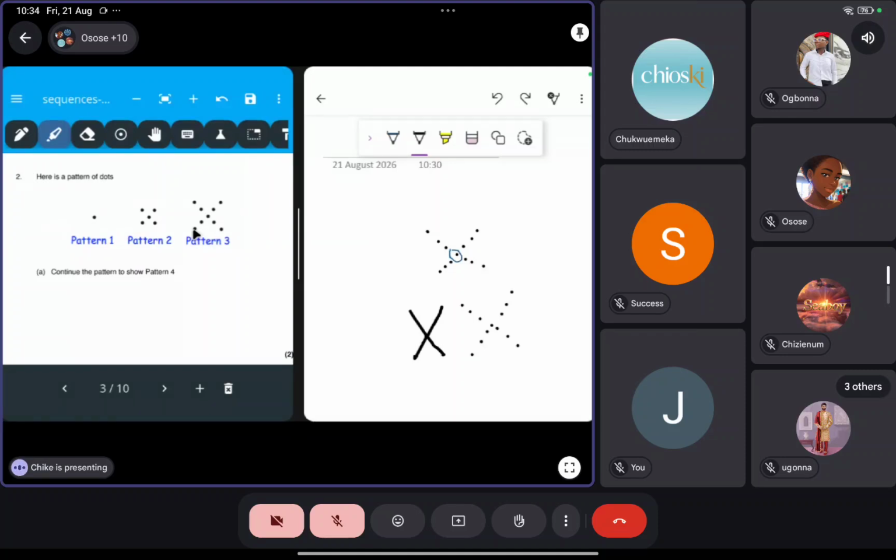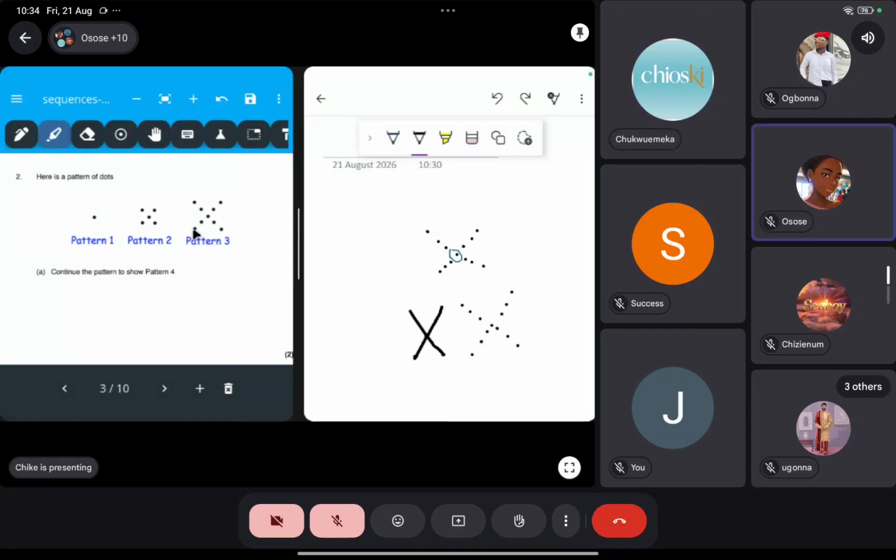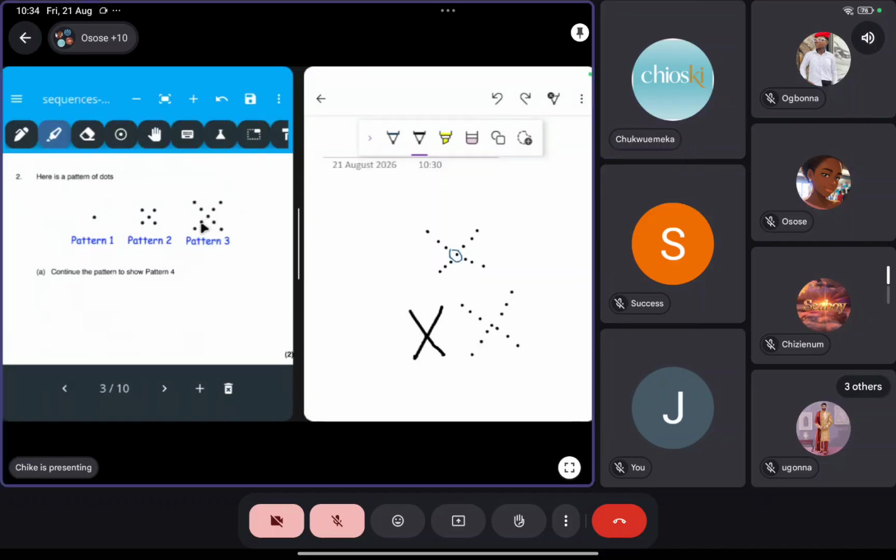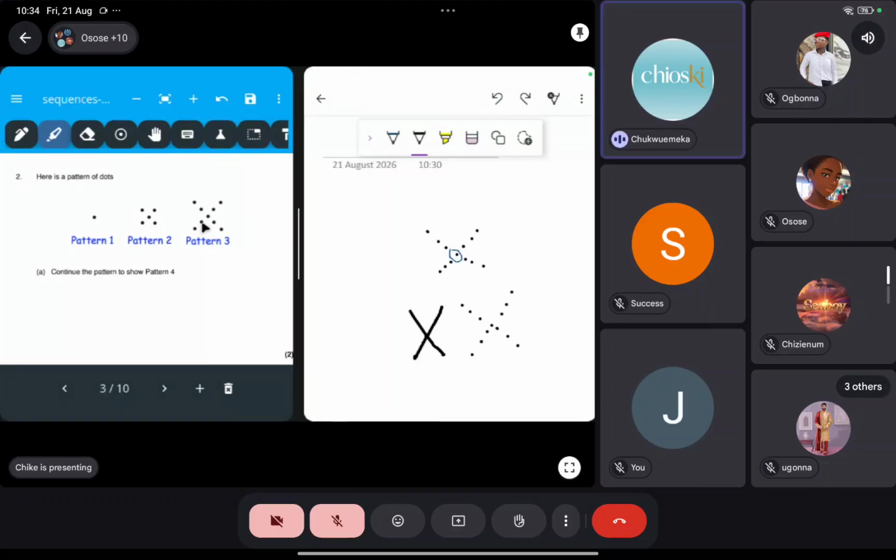Sir, the place where the first dot is located. When you come to that first side, you add 1. You now go to the opposite of that first side. Okay, I think I get you now. You add 1 here, you add 1 here, right? Yes, sir.